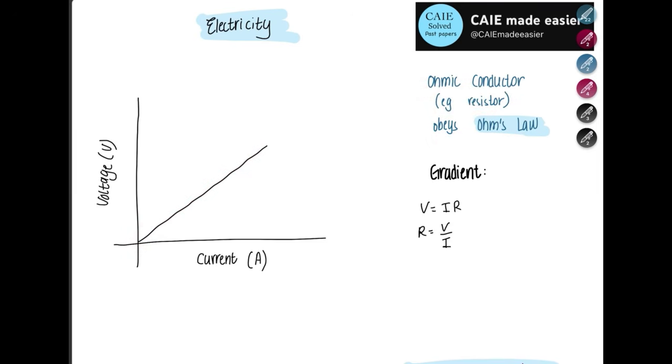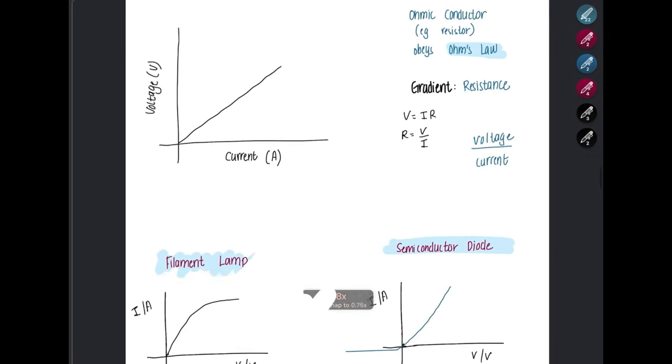What does the gradient represent in this line? So gradient is y over x. What is on the y-axis? We have voltage divided by current. If you look at this equation, voltage divided by current represents resistance. So in this graph, gradient represents resistance. Notice if this was reversed, the gradient would not represent resistance. It might represent 1 over resistance. So take care of that.